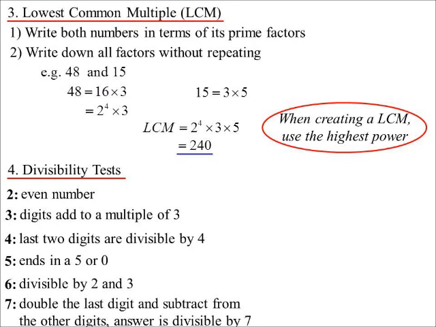Now, even that's not obvious that it's divisible by 7, so let's do it again. 8 twos are 16. Take away from 9, we get negative 7. And negative 7 is divisible by 7. So, yes, it does work.